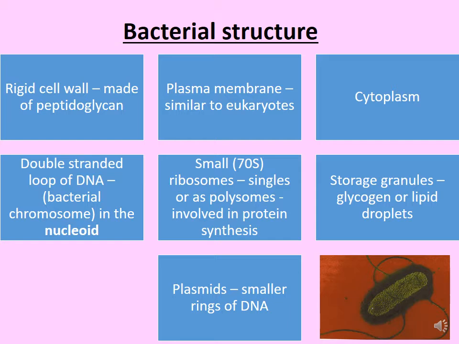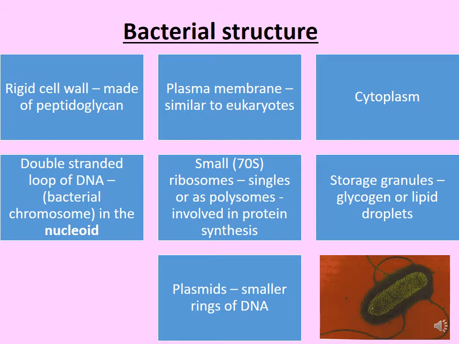Bacteria have plasma membranes which are similar to eukaryotes, and they contain cytoplasm, which is the site of chemical reactions that take place in the cell, and this cytoplasm is held in one compartment which is formed by the plasma membrane surrounding it. Now, the DNA is a double-stranded loop of DNA, which we call the bacterial chromosome, and it's in a condensed area called a nucleoid. Notice that it's not a nucleus because there's no membrane or nuclear membrane surrounding this genetic information.